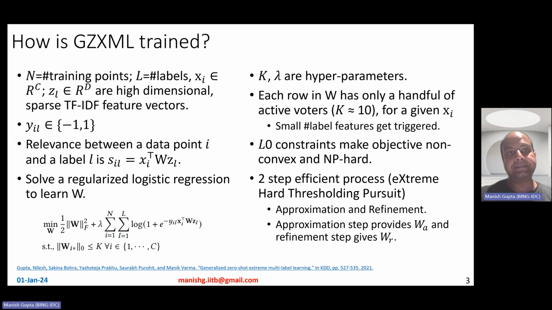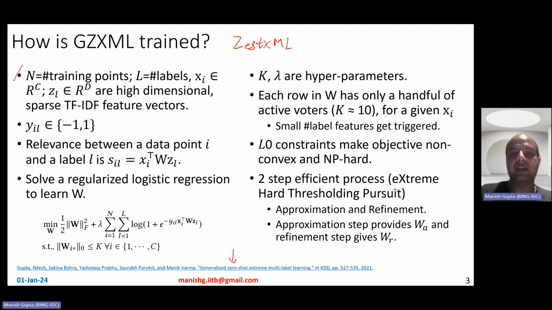Okay. So now how does the training happen in this algorithm? The algorithm is called ZestXML and the problem is called GZXML. So for zero shot XML, how does ZestXML work? To understand this, the setup is actually pretty simple and pretty clean. So let me just go over it very quickly.